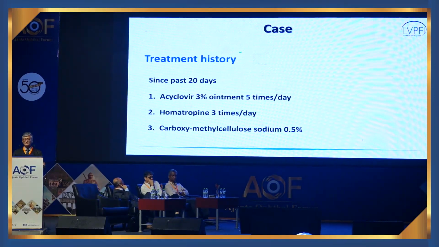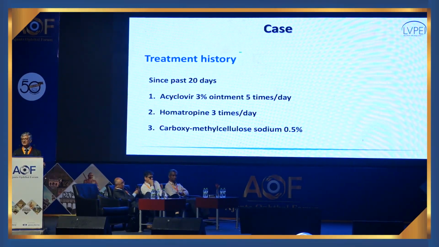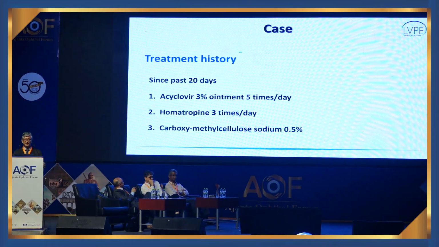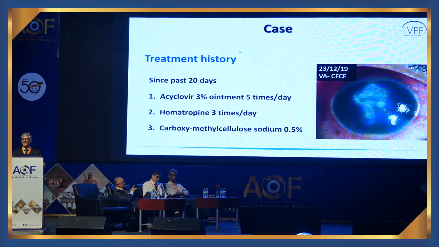The patient was treated before coming to us with acyclovir eye ointment 5 times per day, home atropine and carboxymethyl cellulose, and had a clinical picture which had a geographical epithelial defect with underlying stromal infiltrate. Are we correct that this patient is suffering with HSV keratitis, or should we revise the diagnosis?